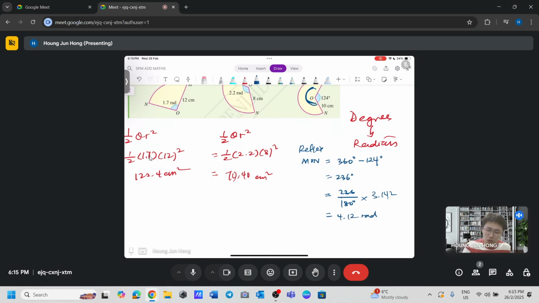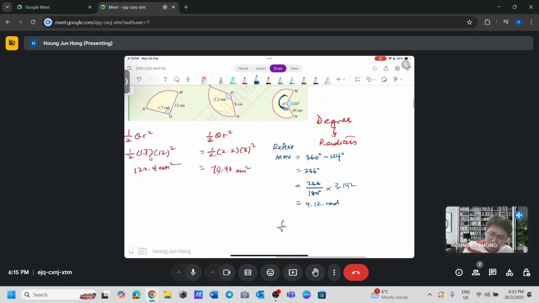Okay, then moving on, what do you do? Basically, again, plug in the formula: half theta r squared. Then you will get the answer, which is 206 cm squared. Okay, that's it.